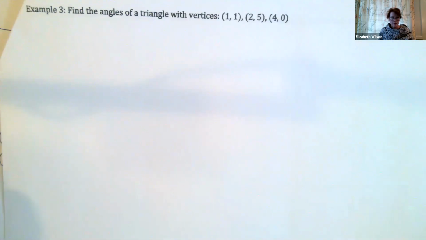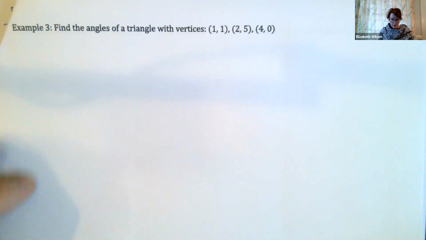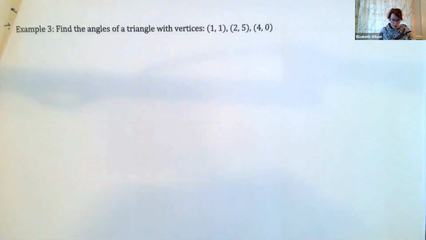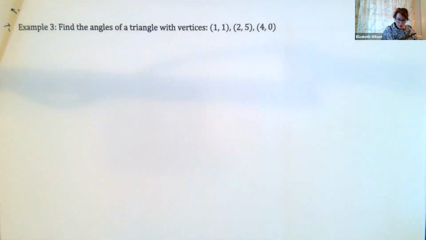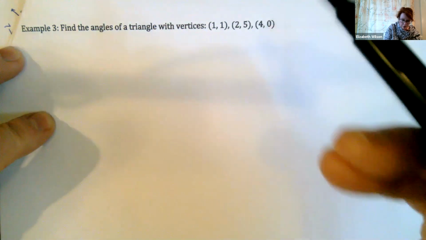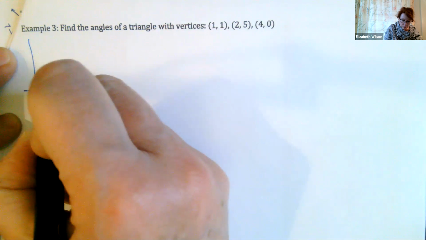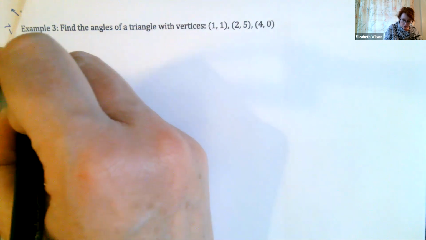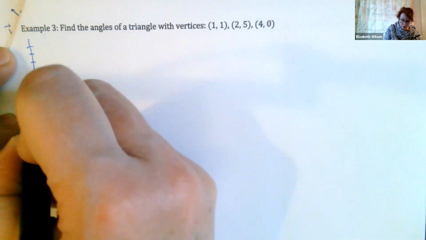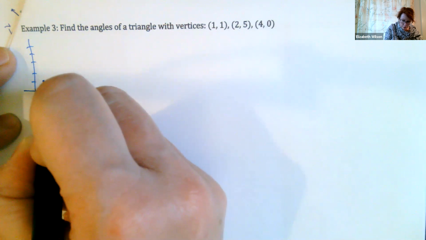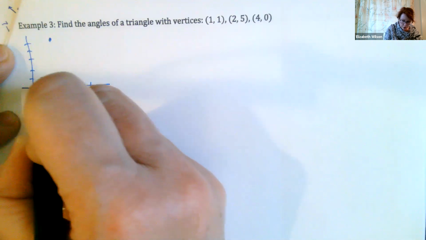So we like to talk about geometry stuff. We've got a triangle with these vertices here. I'm just going to do a quick sketch. Remember, nobody is going to grade your sketches, so you can do a quick sketch. 1, 2, 3, 4, 5. So I've got (1, 1), (2, 5), (4, 0).